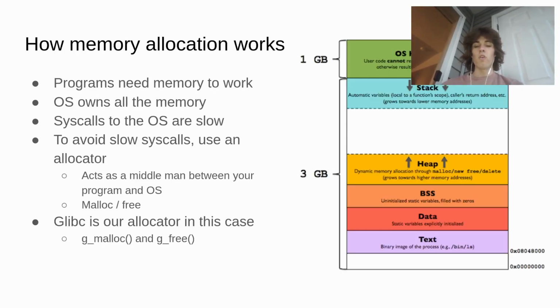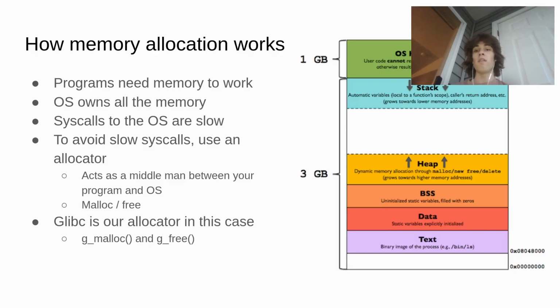Okay, so for starters, how does memory allocation work? Programs need memory to work, and the OS owns all the memory. So in order for the program to get memory, it needs to talk to the OS through something called a syscall. The issue is that syscalls to the operating system are very slow. So typically you'll use an abstraction on top of a syscall. For example, printf is an abstraction on the syscall write.